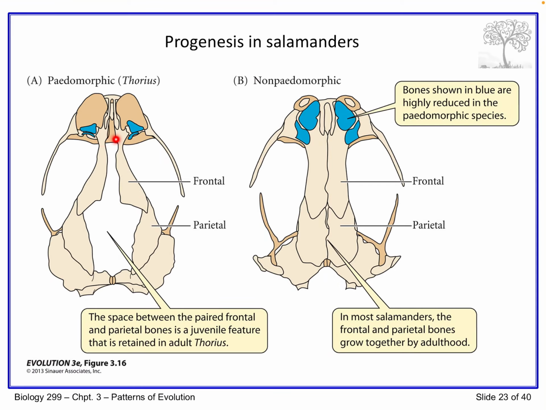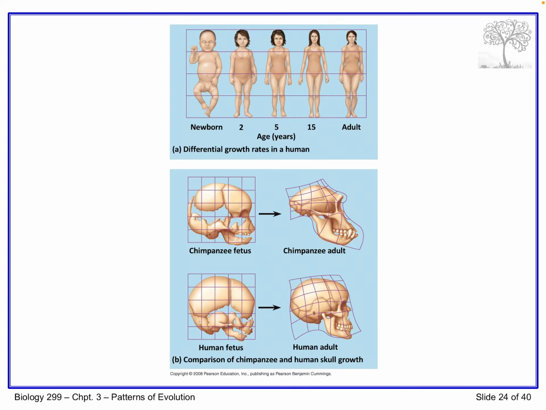Also true, these bones that are shown here in blue are highly reduced in paedomorphic species compared to what they are in non-paedomorphic species. You can also see that the gap we saw in the paedomorphic species isn't present in the adults of the non-paedomorphic individuals. And there are lots of other features about the anatomy of these paedomorphic salamanders that conform to those same basic structures.